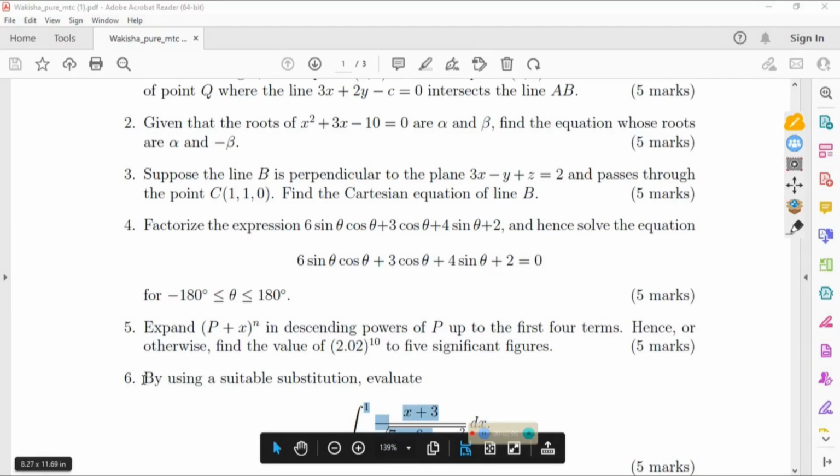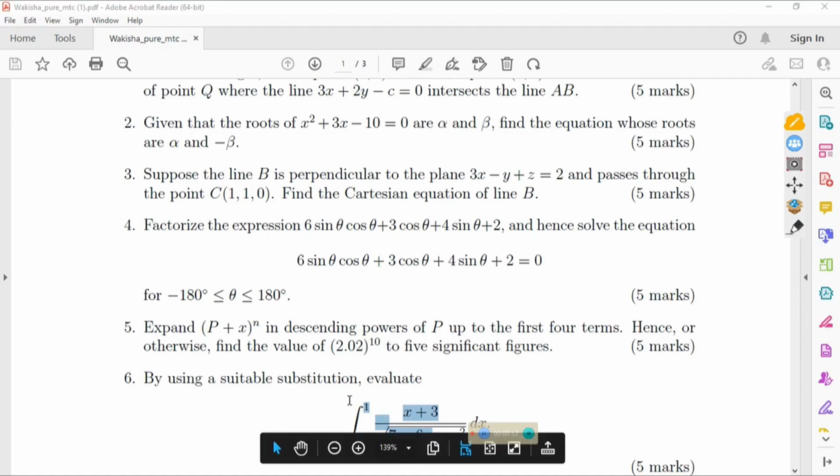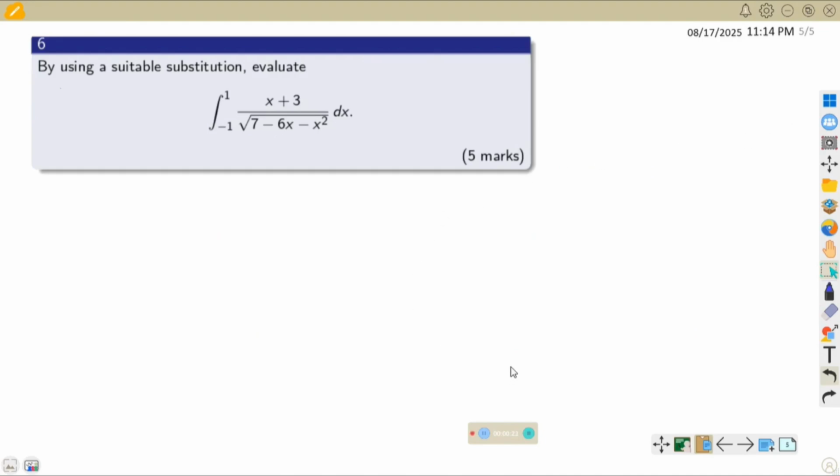Today we are going to handle KCSE 2025 number 6, which says: by using a suitable substitution, evaluate this integral. So when we are dealing with such integrals, we are going to see what we use. This integral which is given, they are telling you to consider your own substitution. They have not given us the substitution.